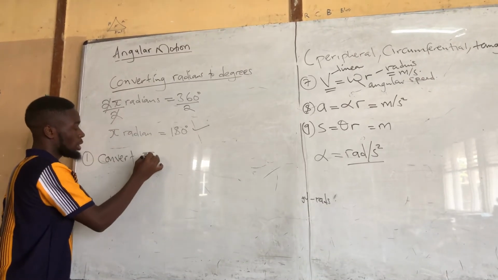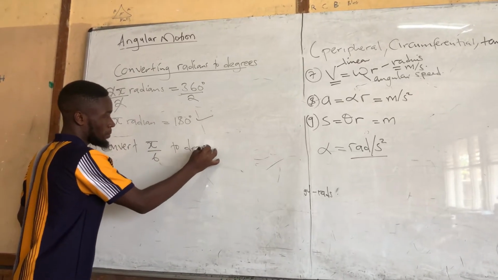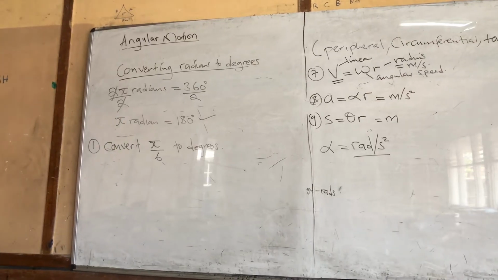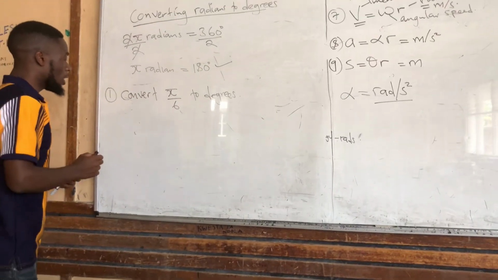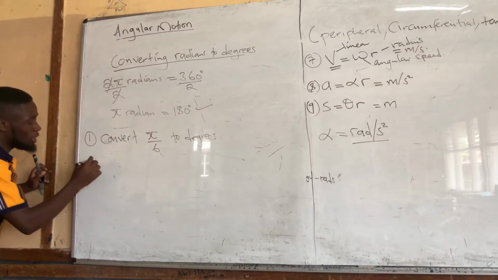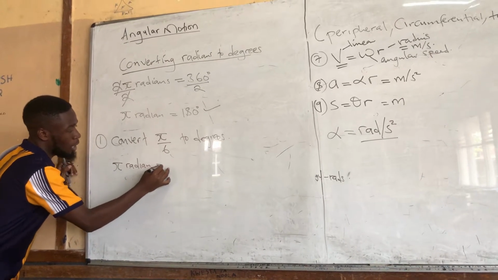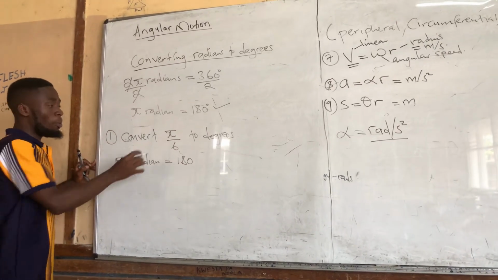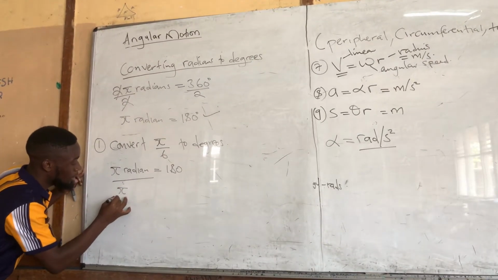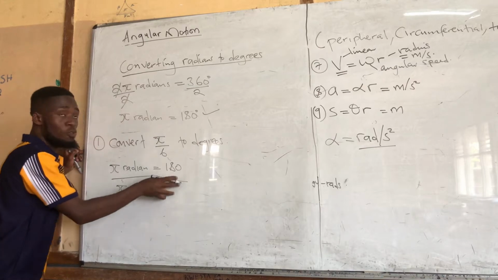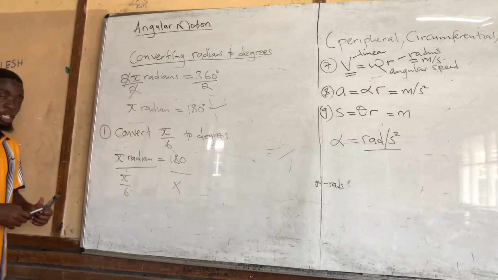Convert pi over 6 to degrees. You can get your conversion factor here, which is pi radians equals 180 degrees. So pi over 6 is now in radians, so we put it here: pi over 6 is equal to, and we want the answer in degrees, x. Now we need to find this x.